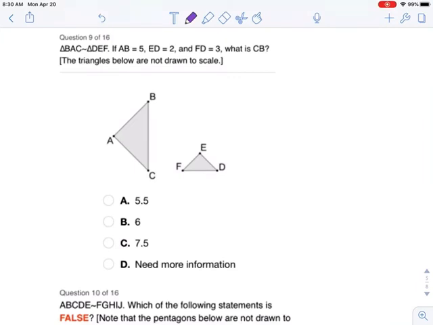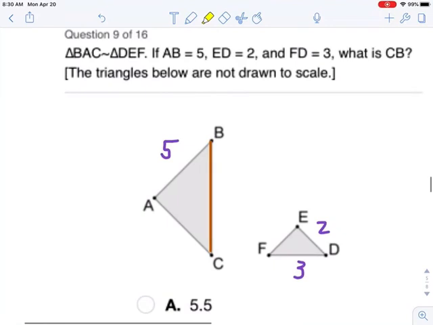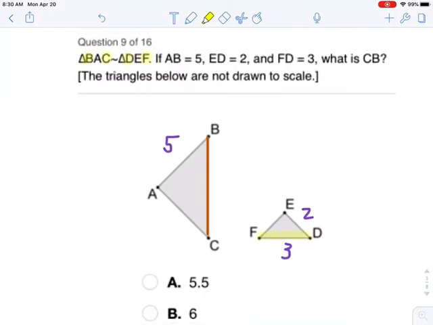And this one right here, we got triangle BAC is similar to triangle DEF. If AB is 5, ED is 2, and FD is 3, we need to find CB. They're not drawn to scale, so this is a little awkward. I think I know what's going on, but let's just be careful. We want to find CB. Notice how C and B are the first and last letters in the similarity statement. What about D and F? Same thing, they're the last letters.